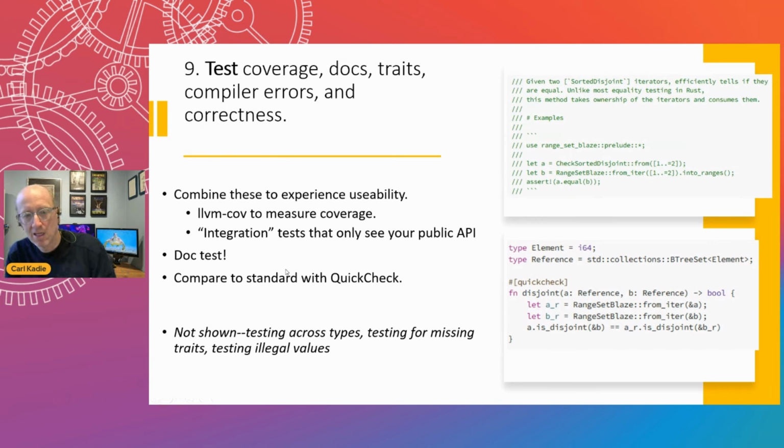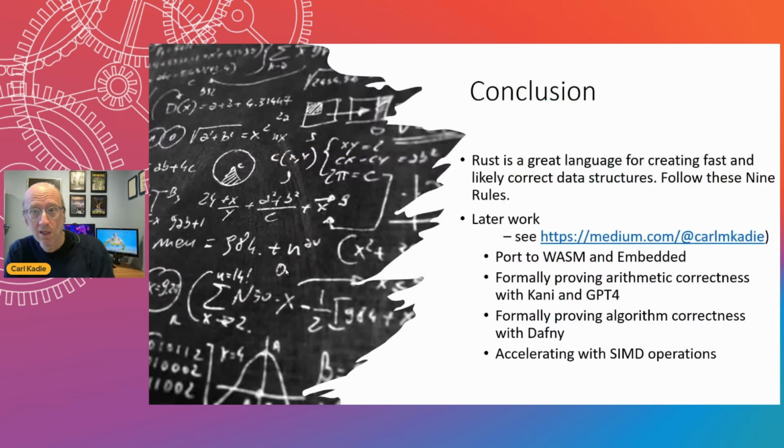I also encourage you to test across many or all the types that you support. I talked about testing for many traits, missing traits, like if you forgot to put Clone in. There's a way you can look for that, and testing for illegal values. But I'll leave that to the article. So in conclusion, if you want to create a data structure, Rust is a great language for creating fast and almost likely correct data structures.